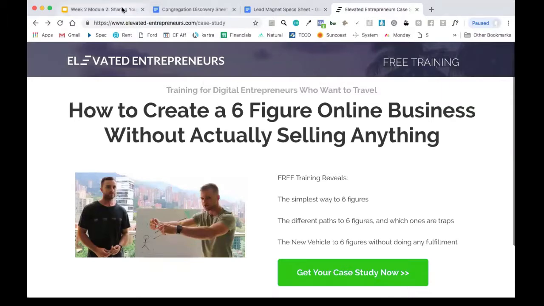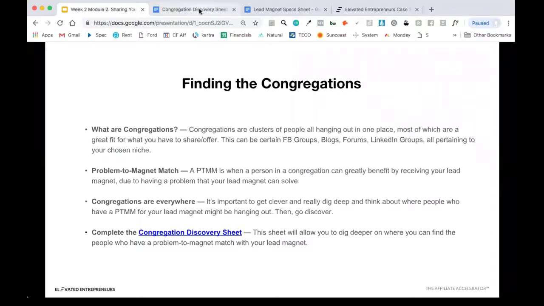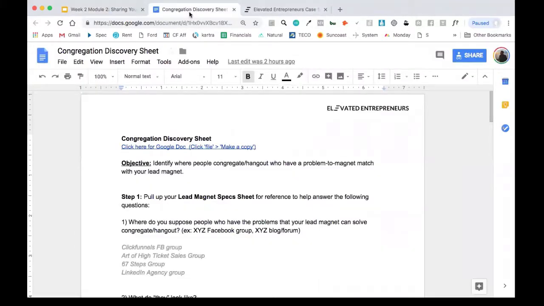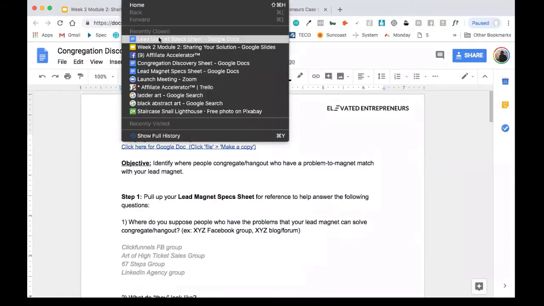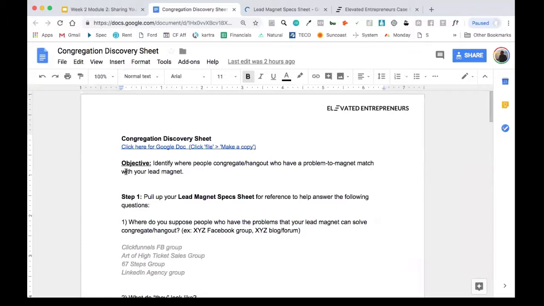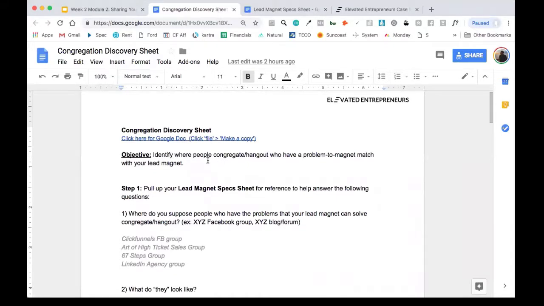that one. And basically, this sheet, and we'll X out here. Here, we'll bring that open again. Okay, so basically the objective of the worksheet is to identify where people are congregating and hanging out, and not just anybody. You want to find the people who have a problem to magnet match with your lead magnet inside of those congregations. So you want to find out first, where are these people hanging out? And secondly, how many of them have a problem to magnet match with my lead magnet?